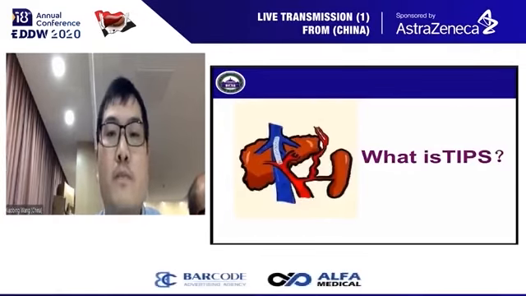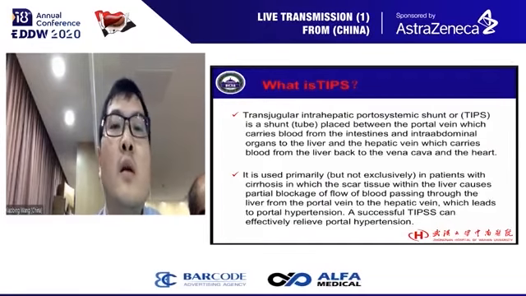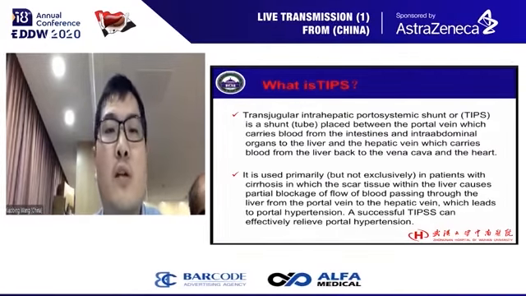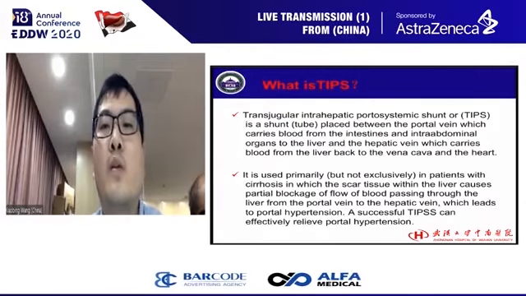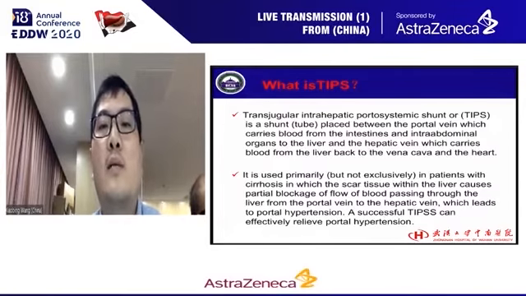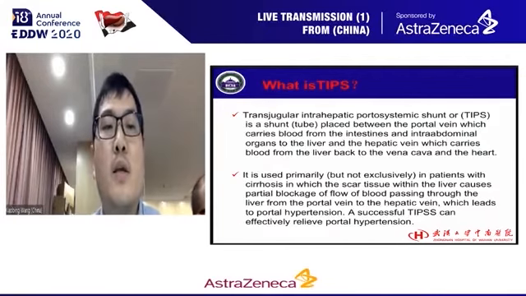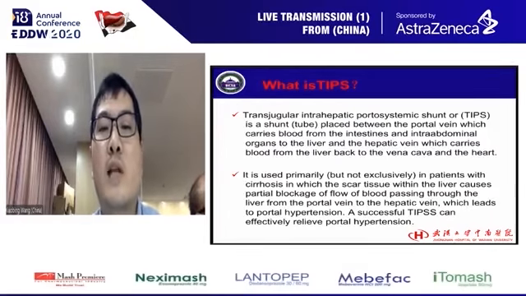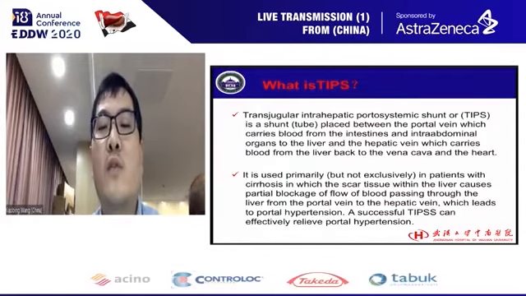What is TIPS? Transjugular intrahepatic portosystemic shunt is a shunt placed between the portal vein, which carries blood from the intestines and intra-abdominal organs to the liver, and the hepatic vein, which carries blood from the liver back to the vena cava and the heart. It is used primarily, but not exclusively, in patients with cirrhosis in which the scar tissue within the liver causes partial blockage of flow of blood passing through the liver from the portal vein to the hepatic vein, which leads to portal hypertension. A successful TIPS can effectively relieve portal hypertension.